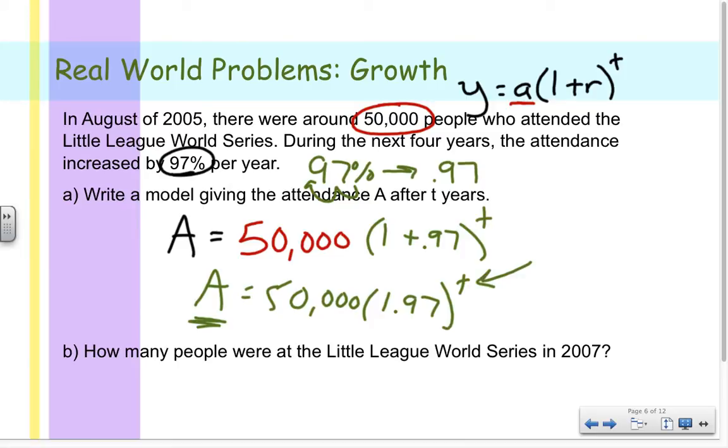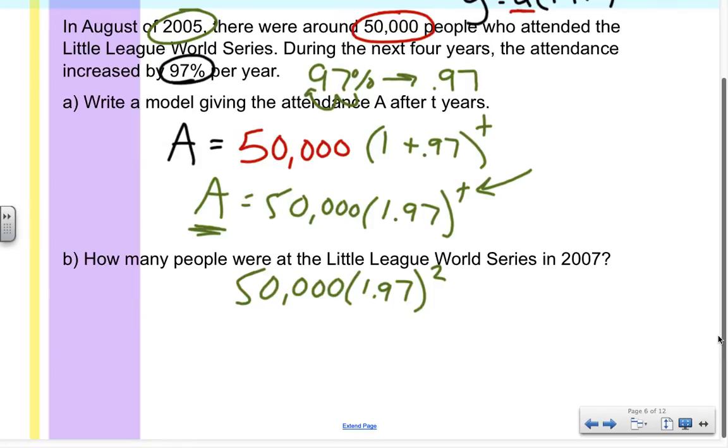Now looking at question B, it says how many people were in attendance at the Little League World Series in 2007. That's 2 years after 2005. So what I'm going to end up doing is take this whole formula, 50,000, 1.97, and raise that to the second power. Because that will tell me how much it's grown over the course of 2 years. If I think about what this is really saying, it's 50,000 times 1.97 and then times 1.97 again.